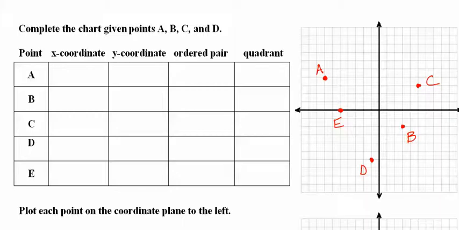So A, you just count 1, 2, 3, 4, 5, 6, 7, and you're going negative, so that's -7. Then you go up 1, 2, 3, 4, you're going up, so it's 4. The ordered pair is -7, 4, and that's in quadrant 2.